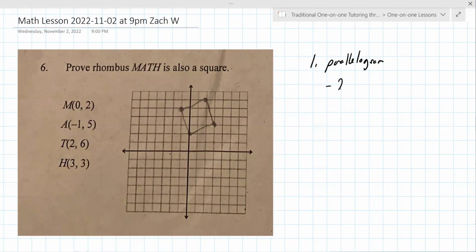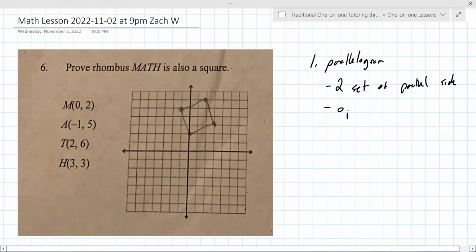Two sets of parallel lines. Two sets of parallel sides. Good. Anything else? They can have 90-degree angles. So for a parallelogram, that's not a requirement. There's something about the length of the sides. Oh, that's important. They're all the same length. Don't have the same. Like for a parallelogram, there's just opposite sides are congruent. Opposite sides are congruent.